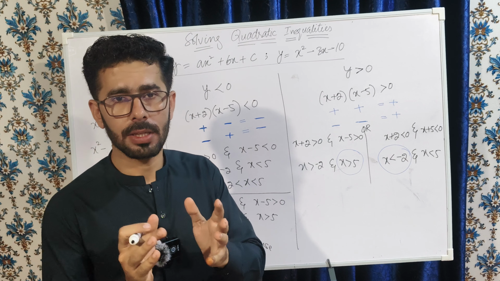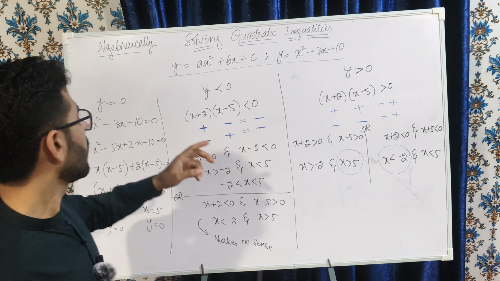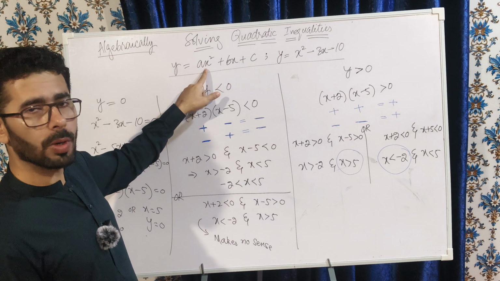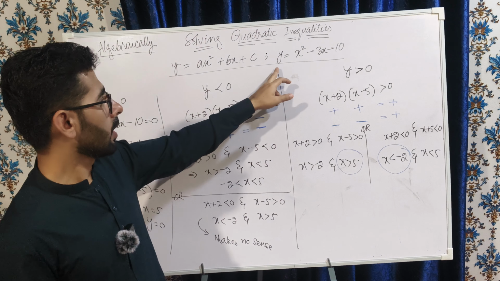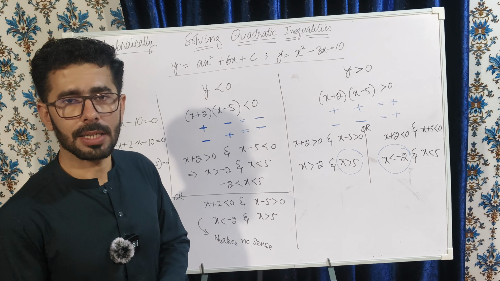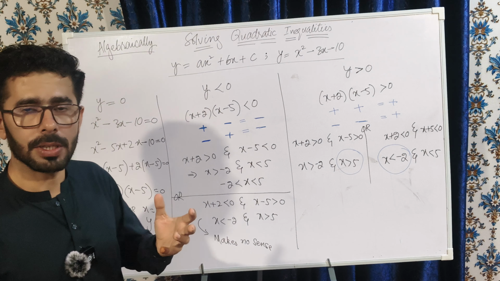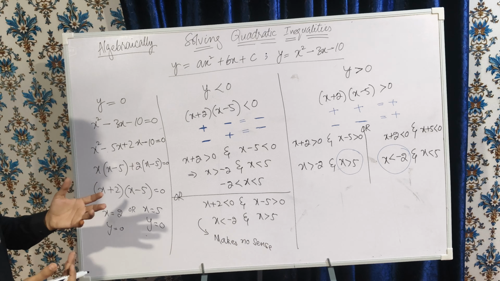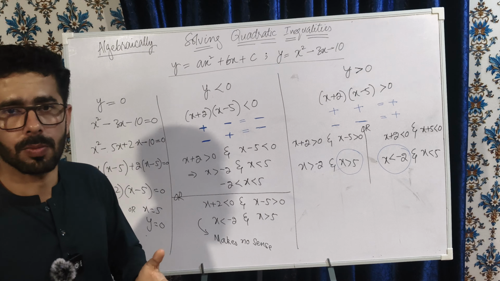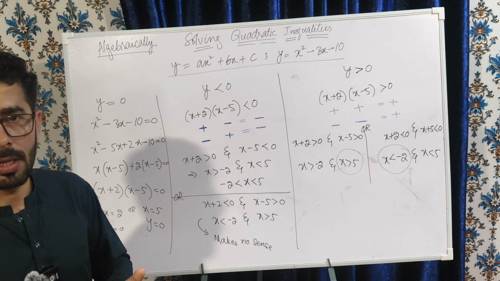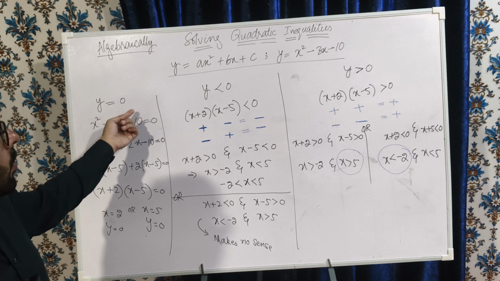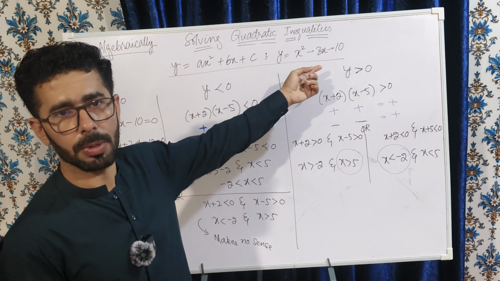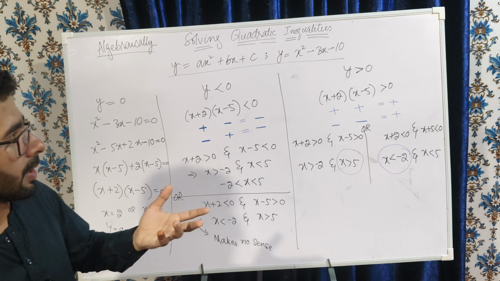Now let's do the same example algebraically. We take a quadratic equation y equals ax square plus bx plus c, or y equals x square minus 3x minus 10. We take the equation and see what possible values we can have for y. So there are a total of 3 possibilities. y can be 0, or lesser than 0, or bigger than 0. That's all the possibilities that we have.